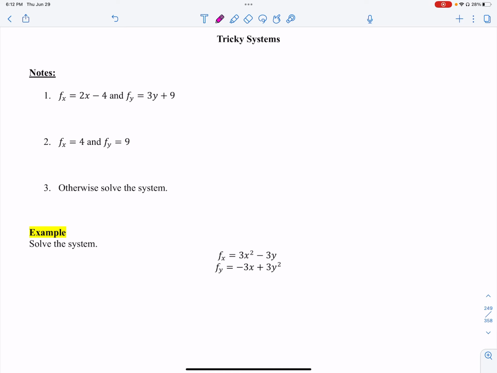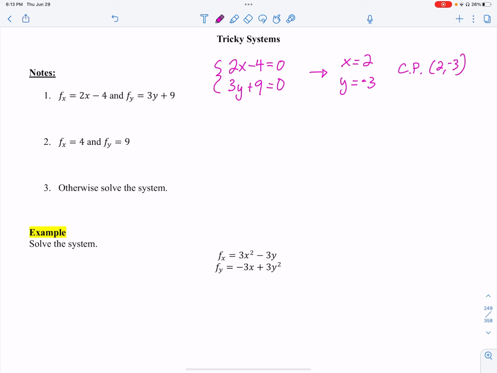So a couple notes. I'm going to do the first two here. These are the ones that are going to pop up often and are pretty straightforward. Remember, we want to take our partials and set them equal to 0. So the system for number 1 looks like this. It's 2x minus 4 equals 0, and 3y plus 9 equals 0. Well, I can solve that system just by solving for each variable. X is 2, y is negative 3. So my critical point, CP, is going to be (2, -3).